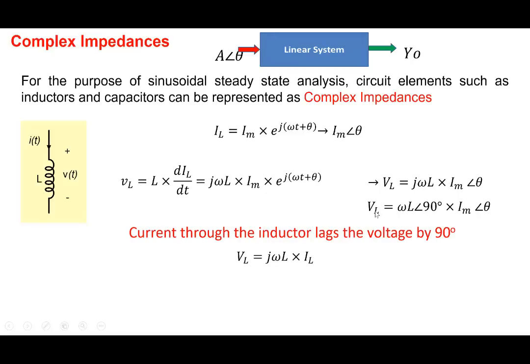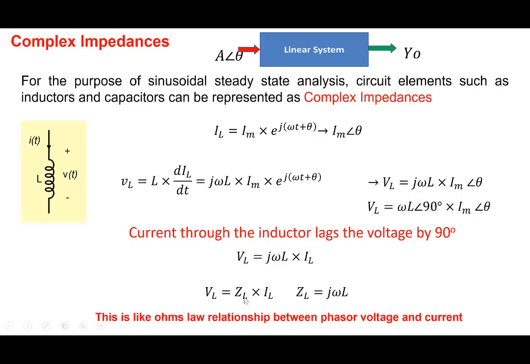So we can write this expression as VL equal to j omega L multiplied by the phasor current. Note that Im angle theta is nothing but the phasor current. So we have obtained, for an inductor, the relationship between the phasor voltage across it and the phasor current flowing through it. We can write it as VL equal to ZL times IL, where ZL is what we call the impedance of the inductor, which is equal to j omega L.